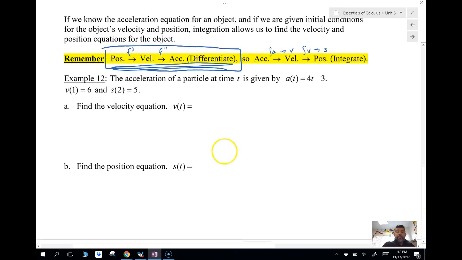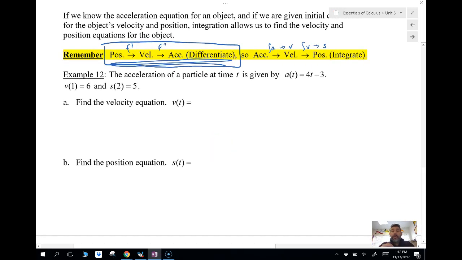So let's take a look at an example. The acceleration of a particle at time t is given by a sub t. And we know the velocity and we know the position for that particle. So we're going to find the velocity equation. The first thing we're going to do is the antiderivative of the acceleration. We're going to use the power rule, so that gives us 4t squared divided by 2 minus 3t, plus c. Now, this is going to be v sub t. But we need to solve for c.